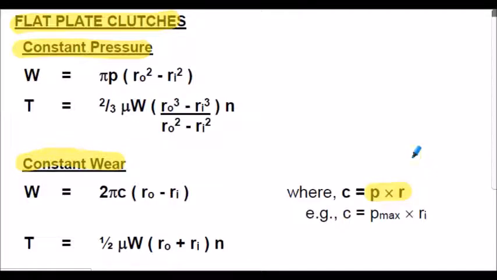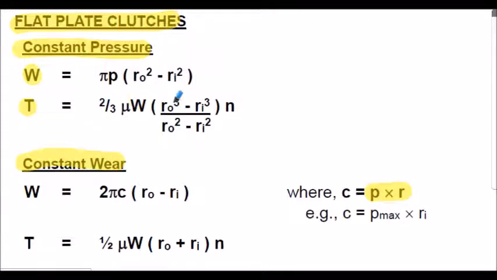So two types of theory, and the questions usually state which theory to use. Often they state use both. If in any doubt with the questions, use constant wear if it doesn't say. But in most cases, it's quite clear as to what theory to use. Don't forget that W is the axial force that's pushing the clutch plates together. Okay, and T is the torque that's generated by the clutch arrangement we've got.